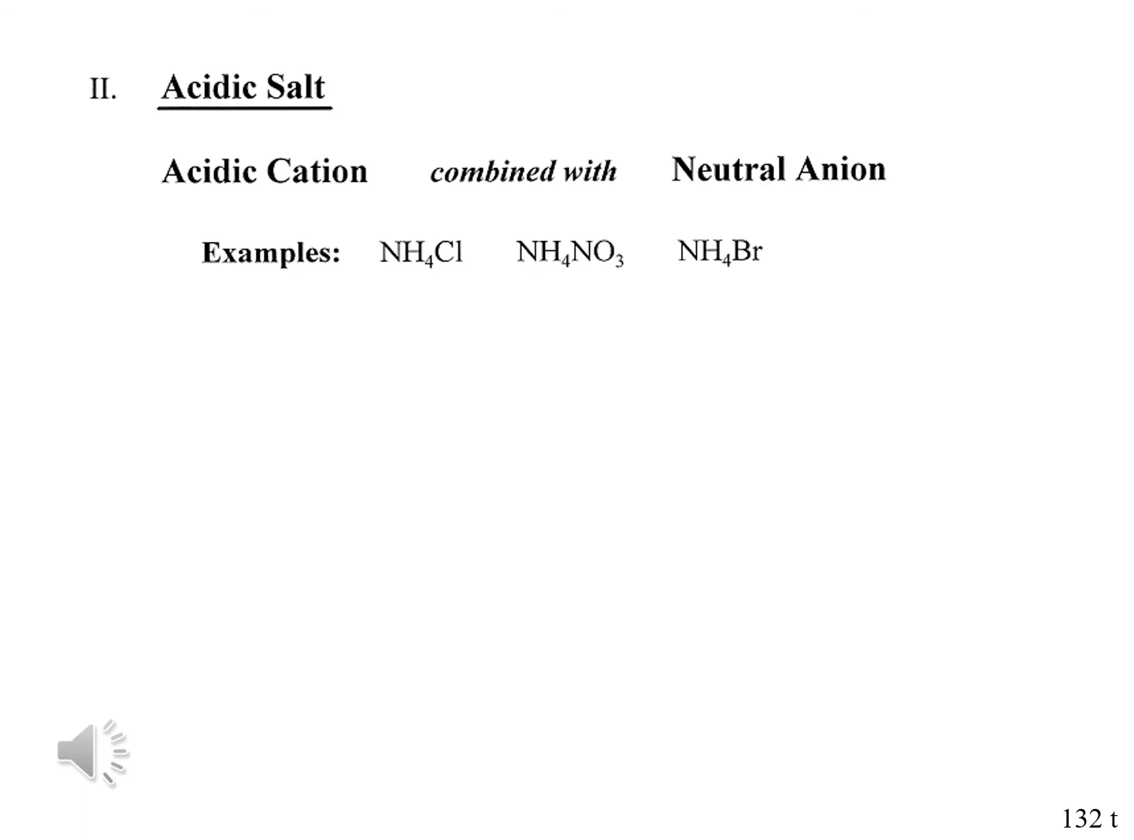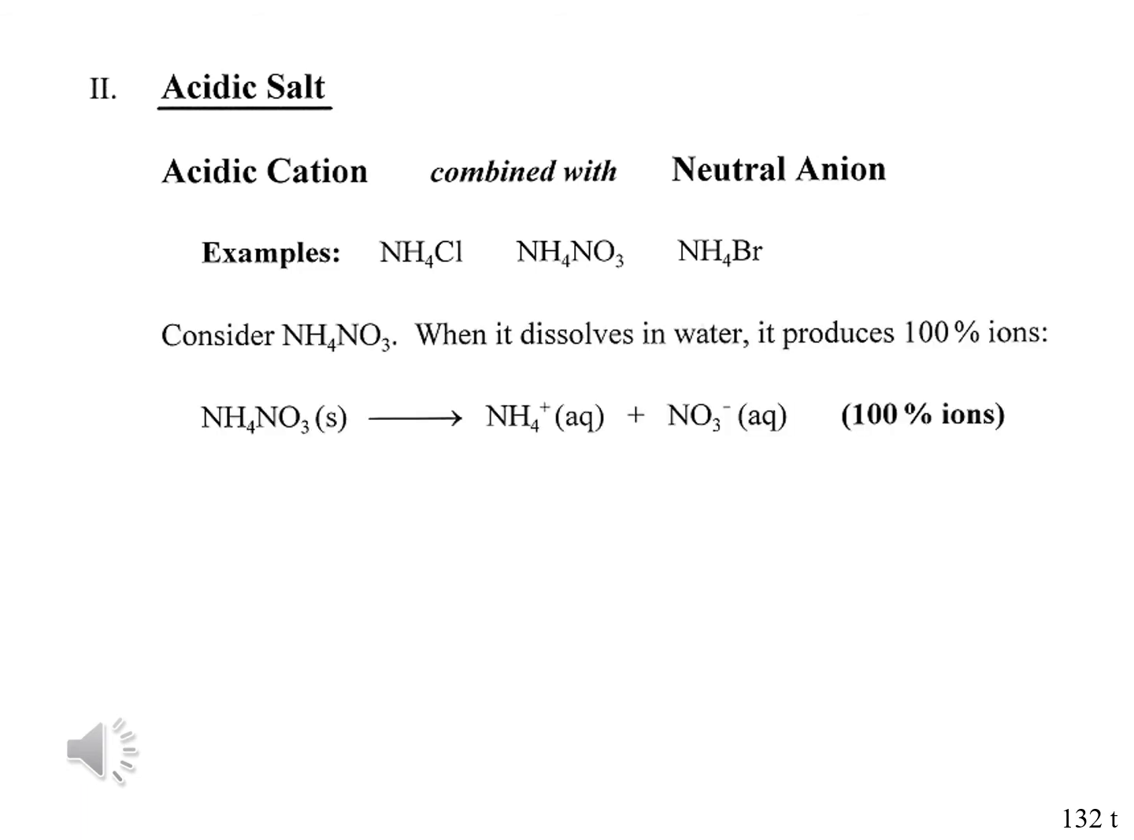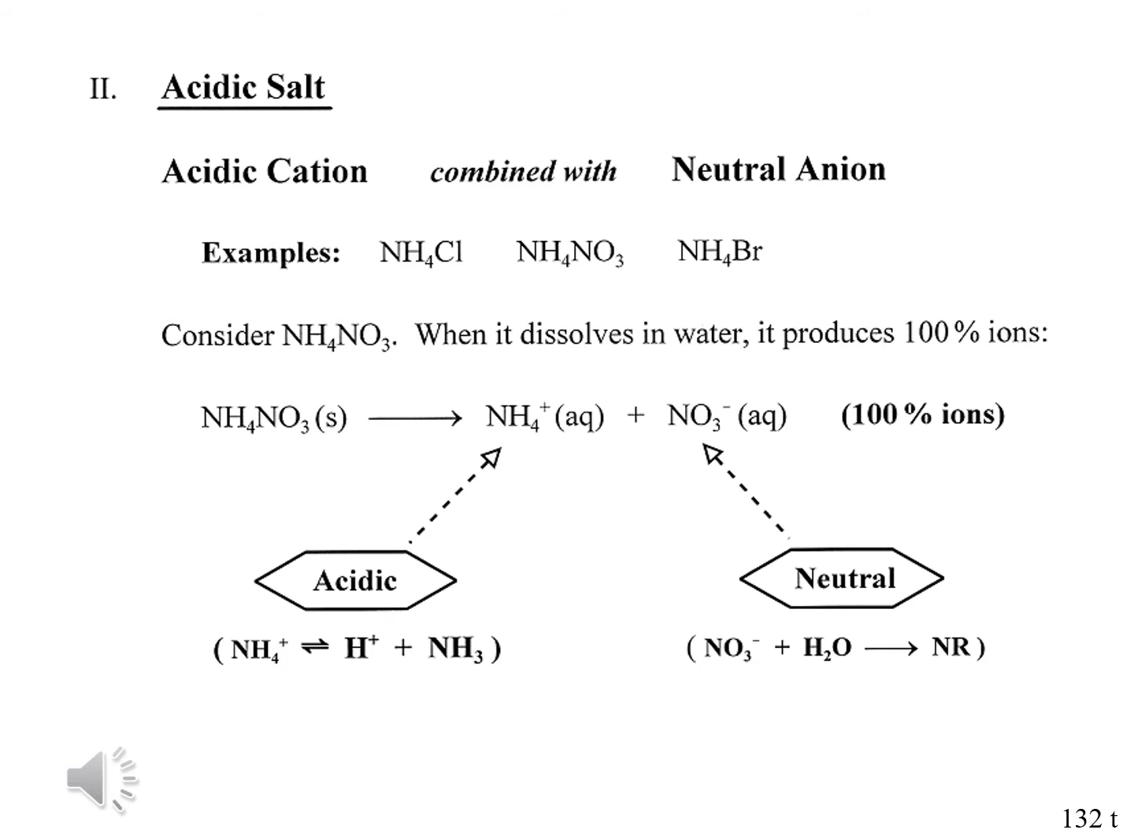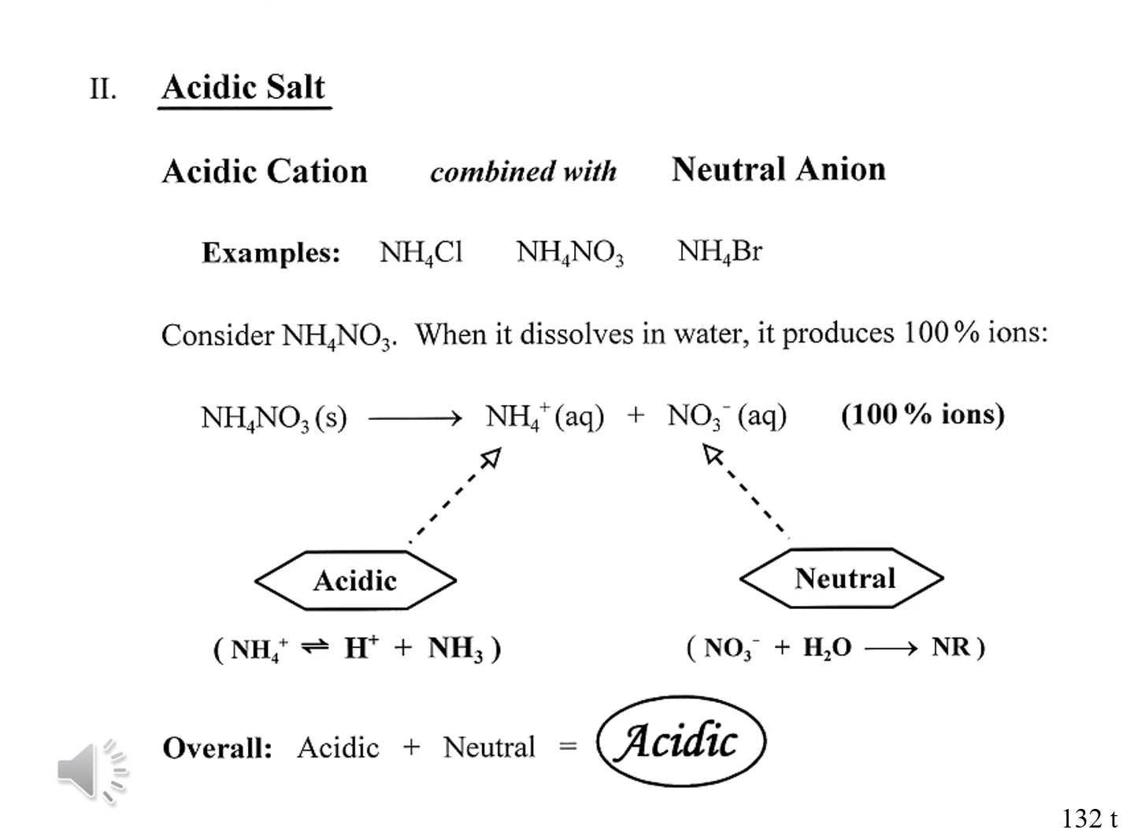The reason why, for example, ammonium nitrate is acidic is when it splits into ions, 100%, because ammonium makes everything soluble. The ammonium gives off H pluses, which tends to make the solution acidic. NO3 is neutral. And so if you put together an acidic and a neutral, you get an acidic salt.